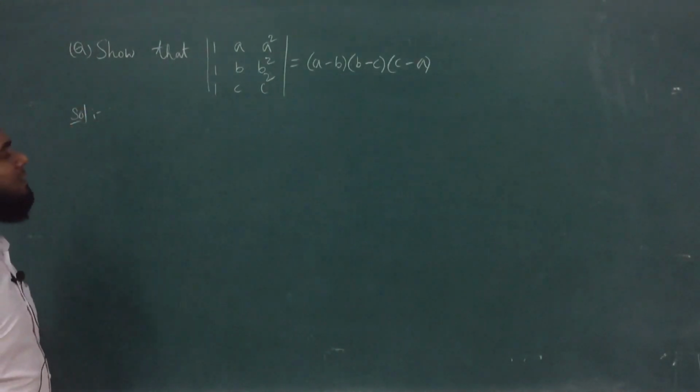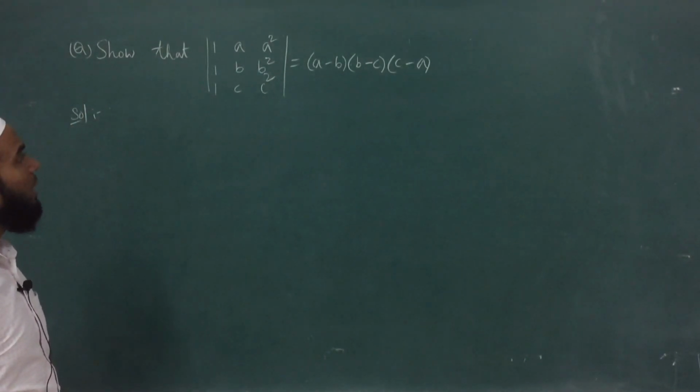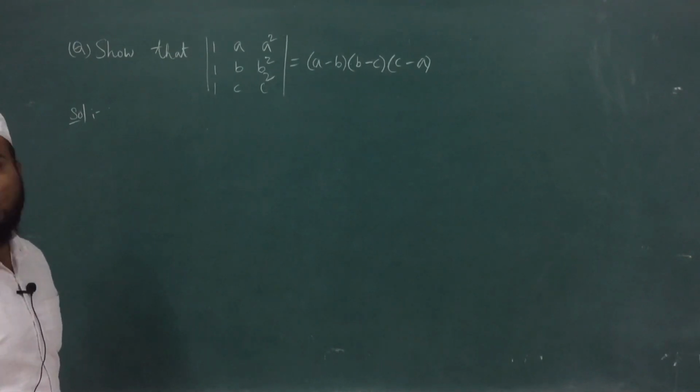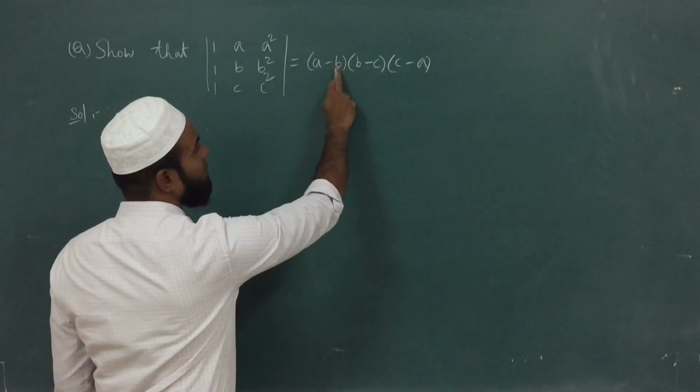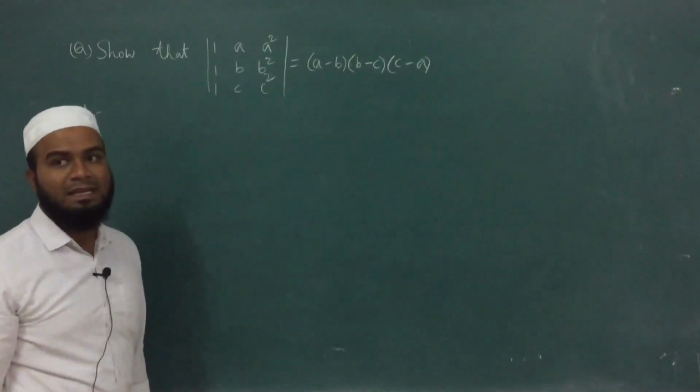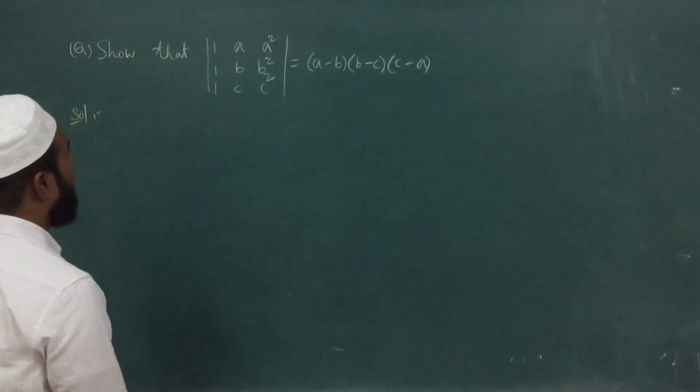What is given? One determinant is given: rows (1, a, a²), (1, b, b²), (1, c, c²). We have to evaluate this determinant. The answer we should get is (a − b)(b − c)(c − a). This is what we have to prove, right?